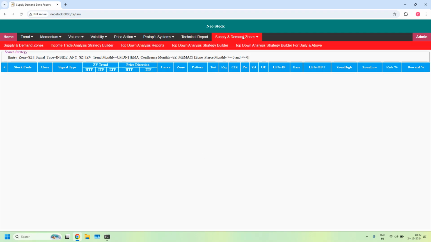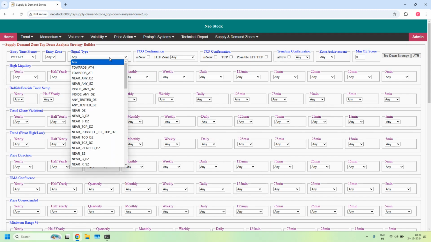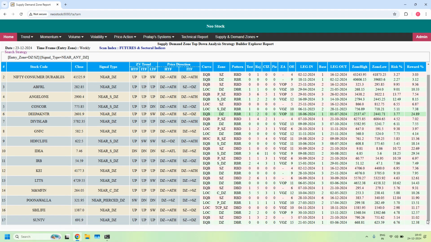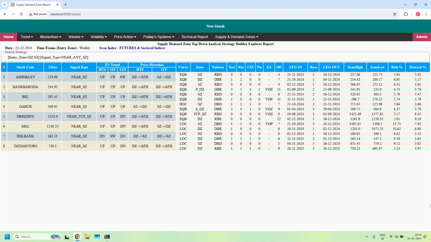Okay, next time frame is weekly. Stocks near weekly demand zone. 17 stocks are filtered. First 16 stocks in the list. I am scrolling the list down. So total 17 stocks are filtered. These are the stocks near weekly demand zone. Okay, next weekly time frame. Stocks near weekly supply zone. 8 stocks are filtered.